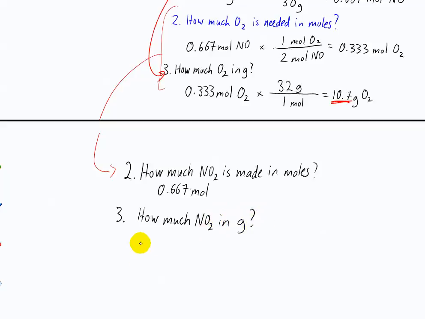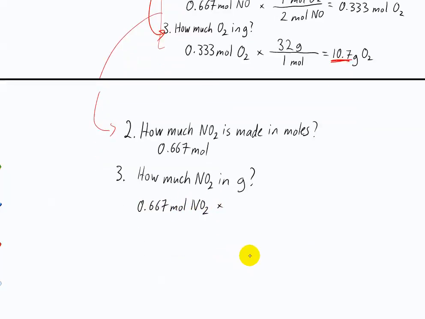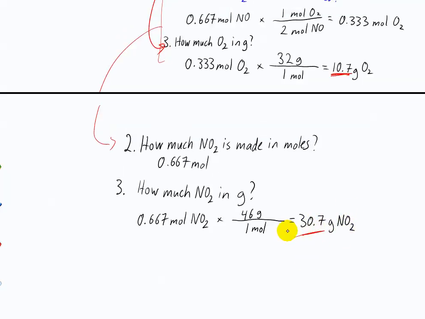So we're going to take 0.667 moles of NO2 multiplied by the molar mass of NO2, which is 14 plus 16 plus 16, 1 nitrogen and 2 oxygens, 46 grams per 1 mole. And you end up with 30.7 grams. So that's the answer to this final question.